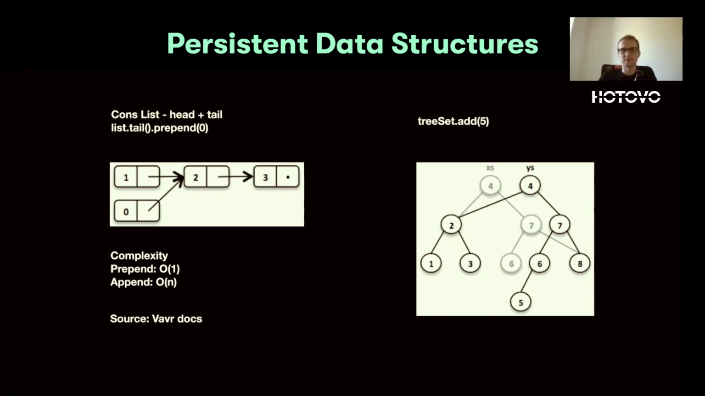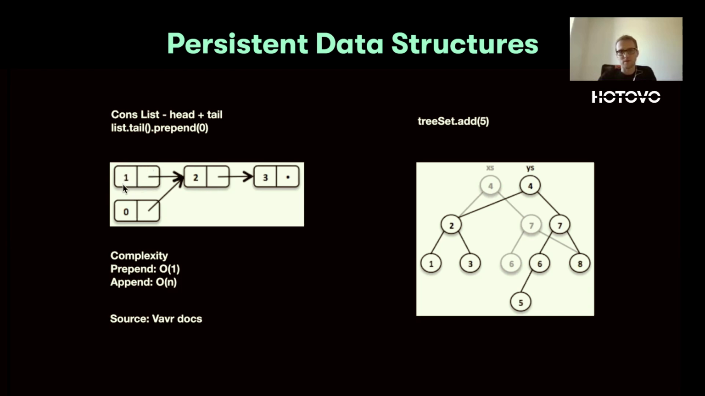It contains two elements. One is the head, the first element, and the second is a reference to a tail, to a list that contains the rest of the elements of this list. So it's like a recursive data structure. So in this example, we have this cons list, which is a linked list.